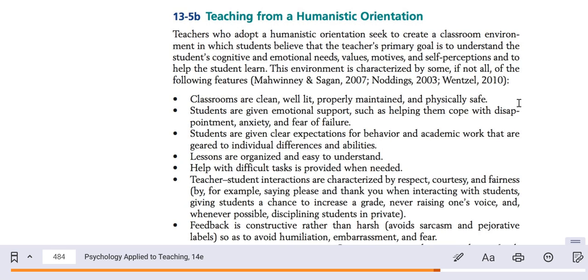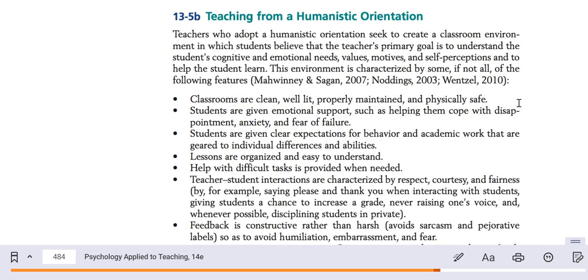Classrooms are clean, well lit, properly maintained, and physically safe. Students are given emotional support, such as helping them cope with disappointment, anxiety, and fear of failure. Students are given clear expectations for behavior and academic work that are geared to individual differences and abilities. Lessons are organized and easy to understand. Help with difficult tasks is provided when needed.